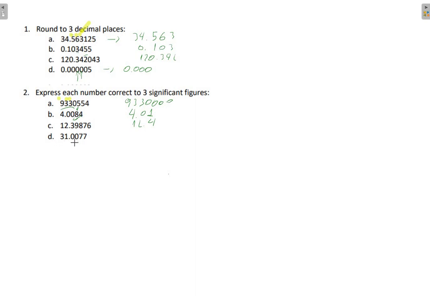In this case, the third significant figure is a 3. The number to the right is a 0. So the result will be 31.0. Or in this case, just 31.